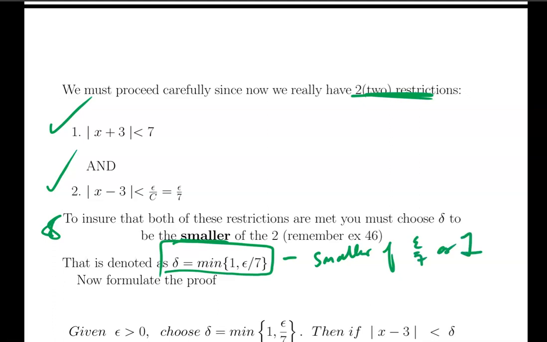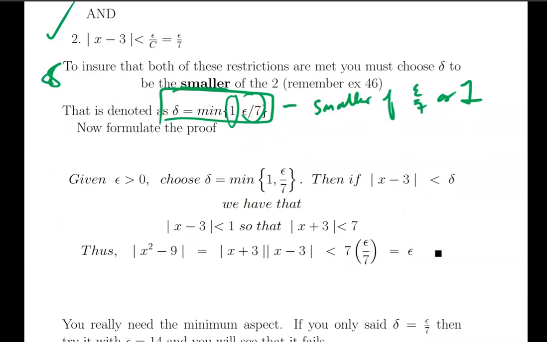The reason you need this in here is if some clown gives you a huge epsilon like 14, right, and you just left it as epsilon over 7, then epsilon over 7 would be 2, and that actually wouldn't work because this says you have to pick the smaller of 1 or epsilon over 7. So if someone said epsilon is 14, you pick the smaller of 1 or 2. You have to actually pick 1. Delta would be 1 in that case. It wouldn't be 2. Okay, so you have to pick the smaller. You need that in there.